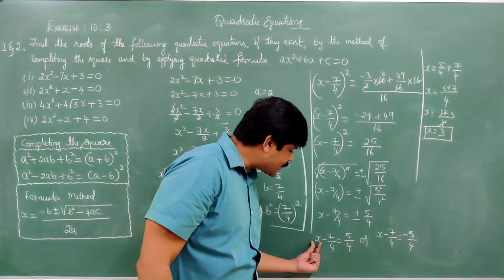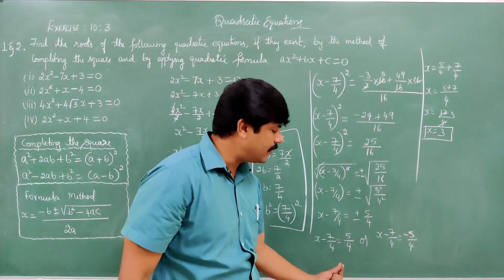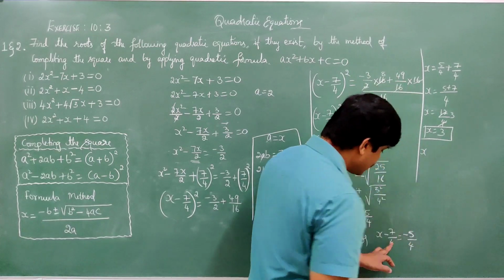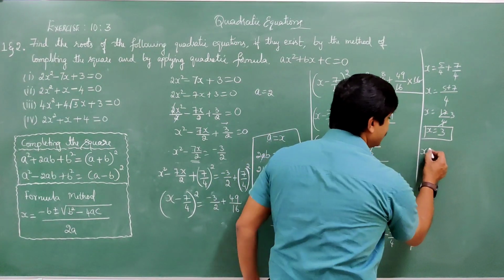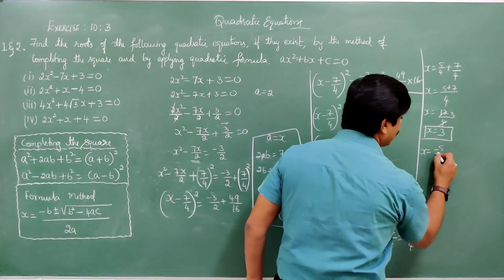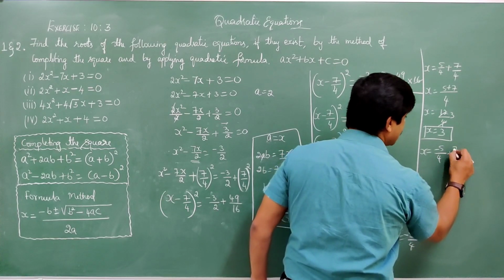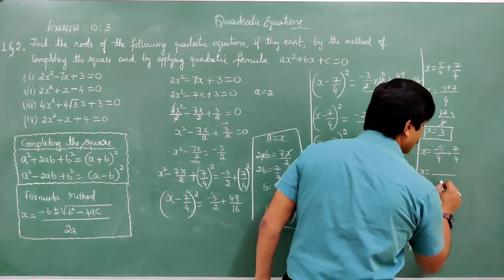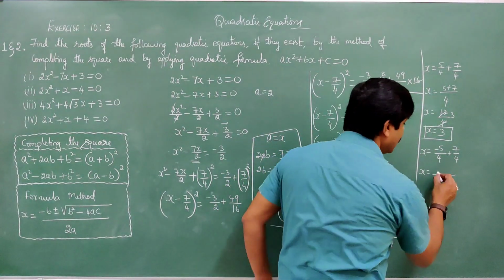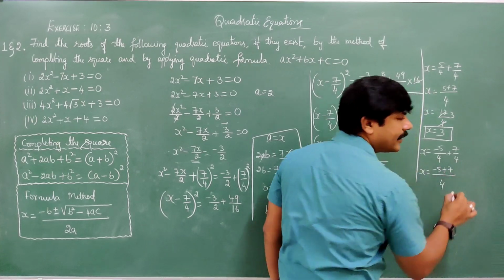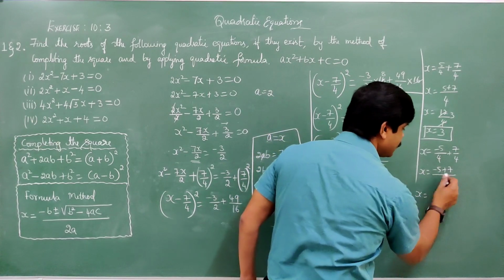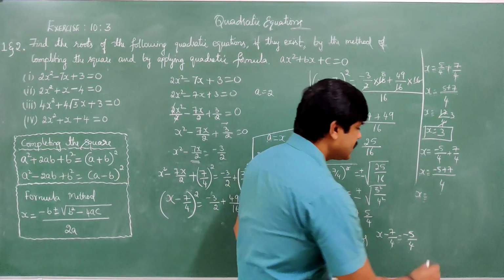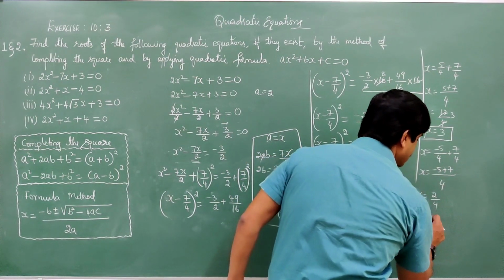So when x minus 7 by 4 equals plus 5 by 4, now we will see what happens here. Transfer this minus 7 by 4 to the other side, it becomes plus 7 by 4. So x equals minus 5 by 4 plus 7 by 4. The common denominator stays as it is, and we add the numerators, minus 5 plus 7. It becomes x equals 7 minus 5, which is 2 by 4.